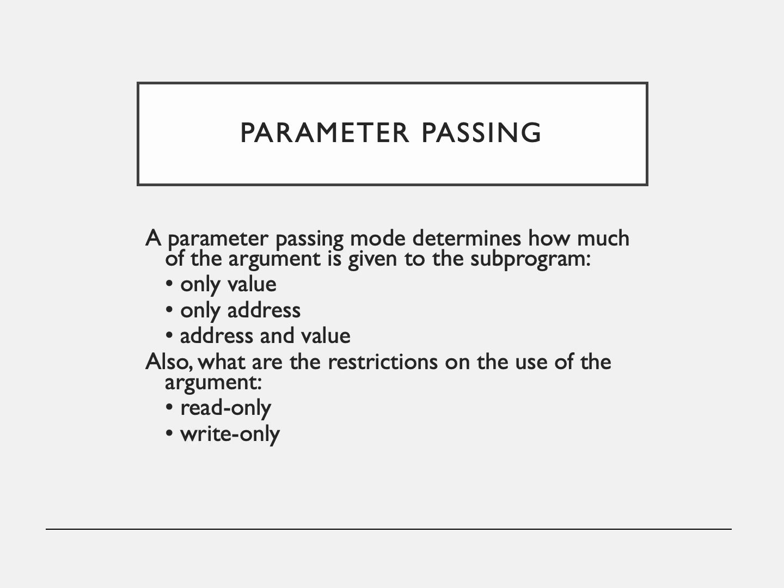Then write only. Write only parameters can be modified within the subprogram, but their initial values are not accessible. This might be used in situations where only the output from the subprogram is required and the input is either generated within the subprogram or irrelevant. Now read or write. Parameters that are both readable and writable offer the most flexibility but require careful management to avoid unintended side effects that can complicate debugging and maintenance.